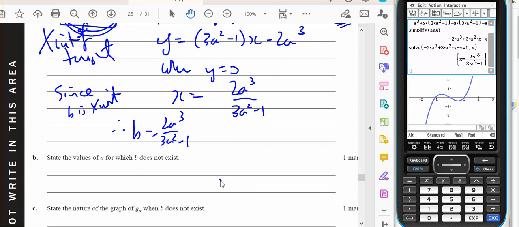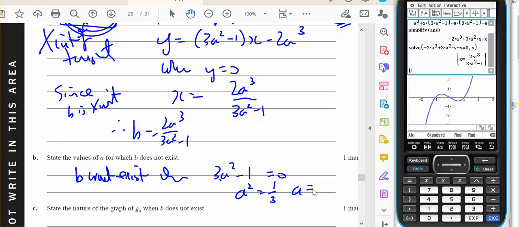Okay, part B. State the values of A for which B does not exist. B won't exist when 3a squared minus 1 equals 0, because you'll have a division by 0. So a squared equals 1/3, a equals plus or minus root 3 on 3.